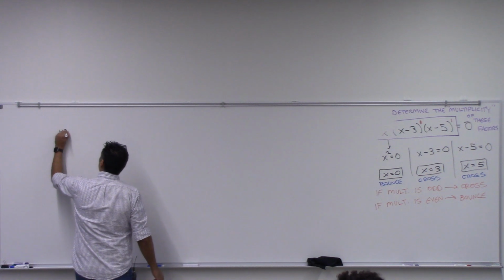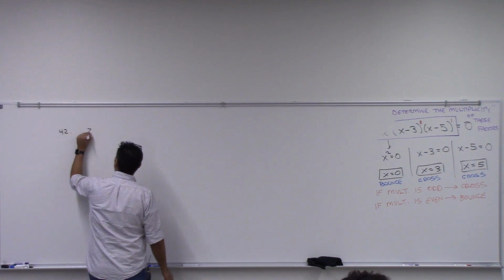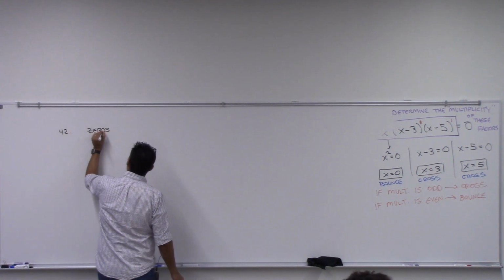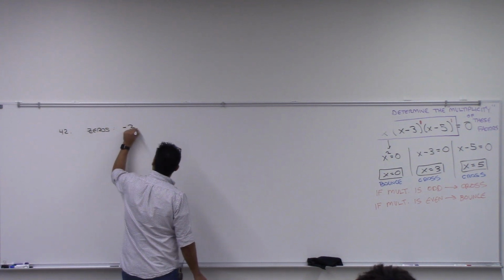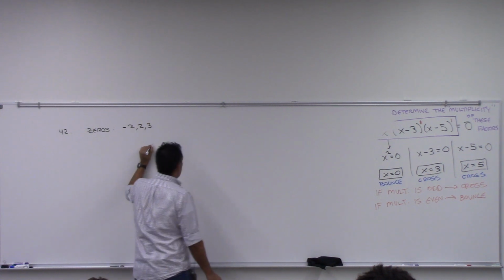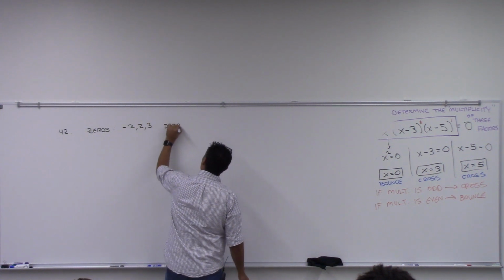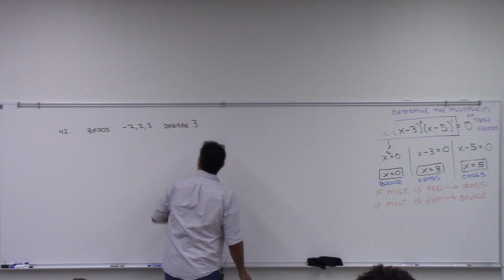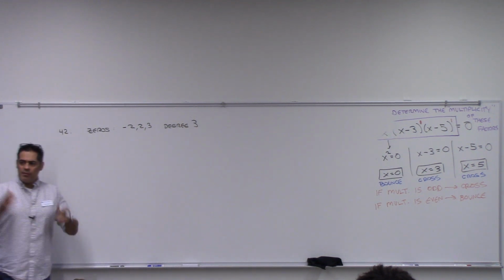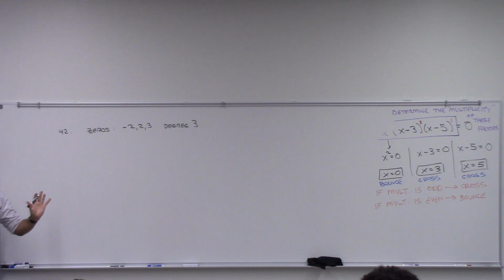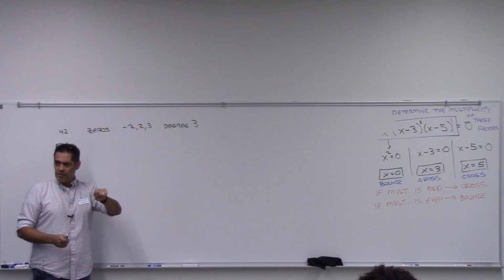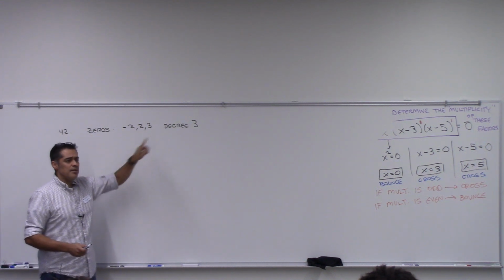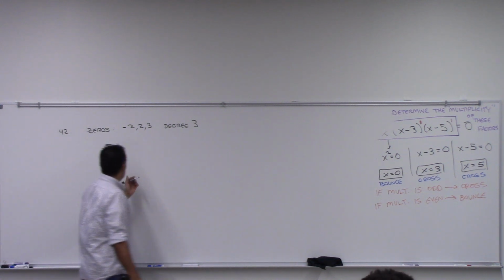Number 42. They're saying that the zeros are -2, 2, and 3, and they want the degree of this to be 3. What they want is for you to come up with any polynomial you want to, anything you can come up with on your own that has these three zeros. Zeros are the same as x-intercepts. So these three x-intercepts, and the degree of it has to be 3. So watch what I'm going to do.